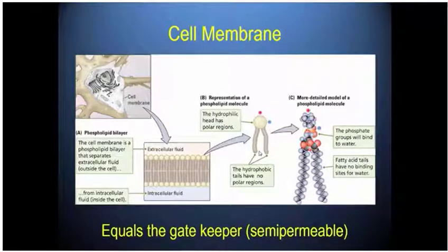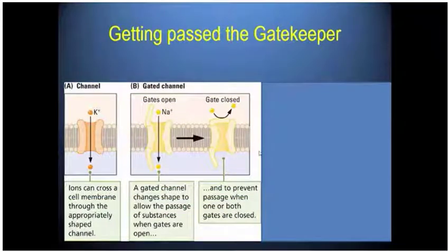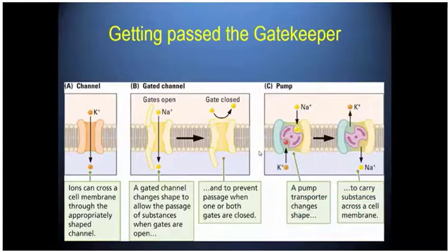This membrane is semipermeable, which means that only certain things can actually get through the membrane, and that there need to be other ways to get around what we call this gatekeeper or semipermeable membrane. How do we do that? So there are a couple different ways. There's an ion channel that is just always open. There are gated channels, which are ones that are responsive to either a neurotransmitter or changes in polarity, and there are also pumps.